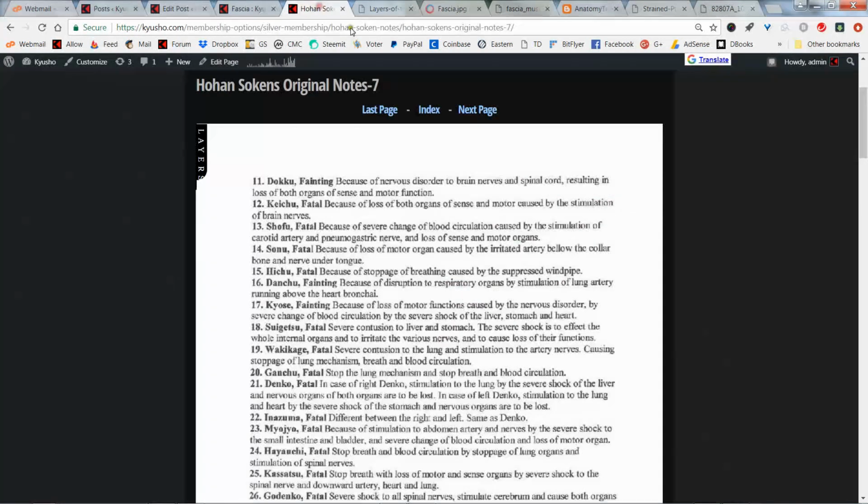When you're working with the real Kyusho, it has fainting because of nervous disorder to the brain nerves and spinal cord, not the fascia. You don't stick an acupuncture needle into the brain nerves or the spinal cord. You hurt the person. Okay, you don't stick it into a blood vessel either because the person would bleed. If you stuck it into a regular nerve, a superficial nerve, like say the radial nerve on your arm, you'd be screaming. That's not what the acupuncture is. That's not what the pressure points are.